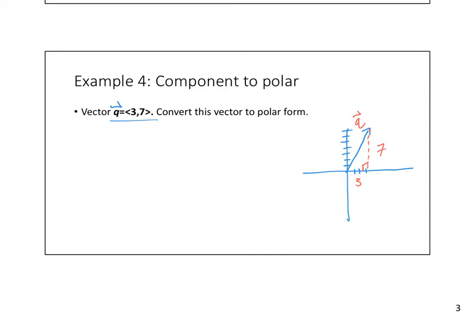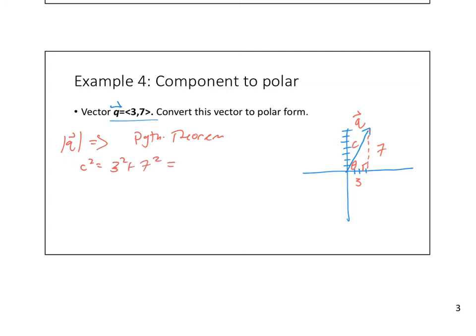I will label it. We don't know the magnitude. We don't know the direction angle. So I'm going to label this angle theta, going from the positive x-axis. Sometimes you'll see the magnitude written as r. I'll write it as c because that's like the Pythagorean theorem. So the magnitude of q, this is what we want to find. In order to find this, we'll use the Pythagorean theorem, just like we did in class. So c squared is equal to 3 squared plus 7 squared.